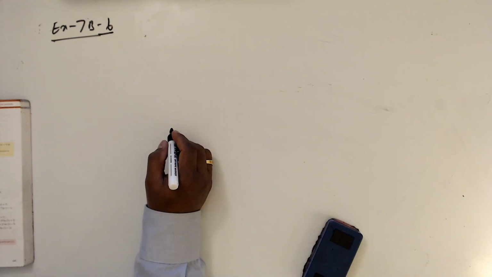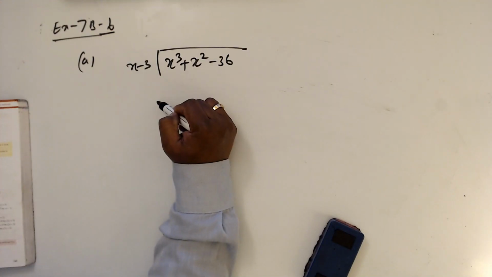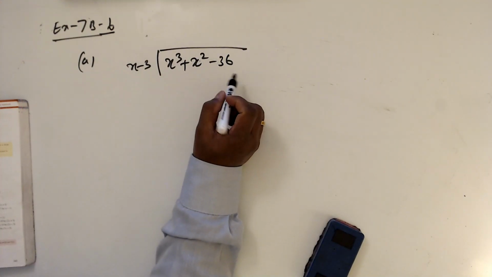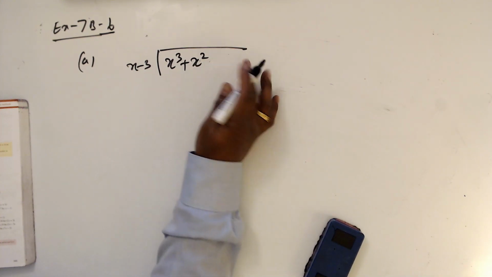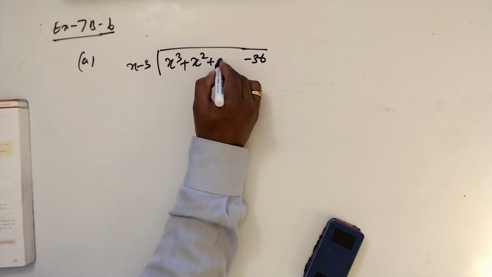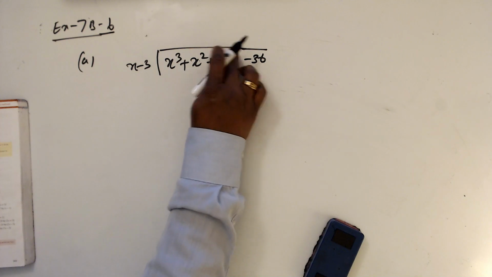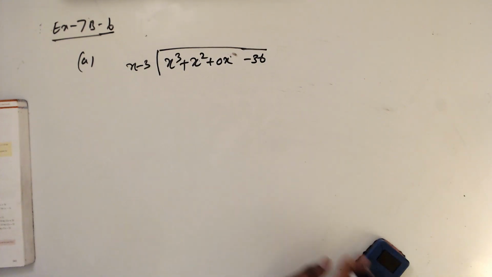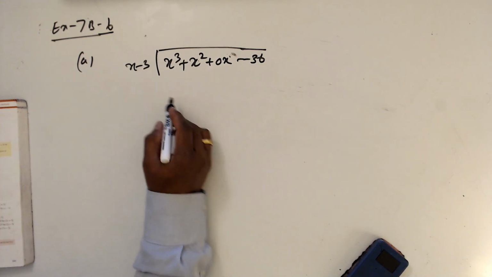Question number 6, part A. When I look at this one, the x to the power 1 term is missing. I'll delete this and keep a distance, and put 0x. The x term is there now, and then the constant. Now it's fine.